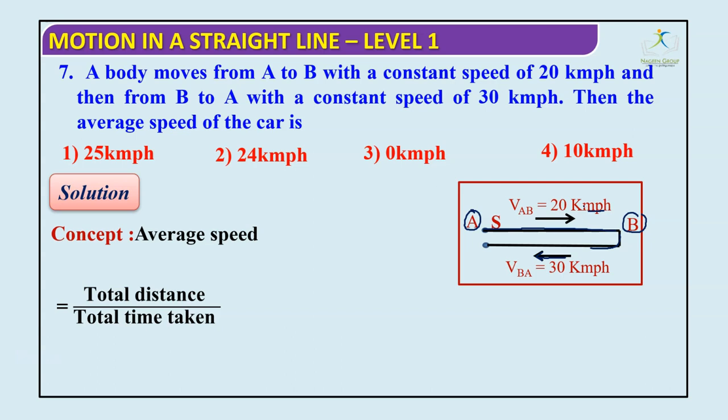Students, here as you can see, the question asks for speed. If the same question asks in the form of velocity, the formula for average velocity is total displacement divided by total time taken.